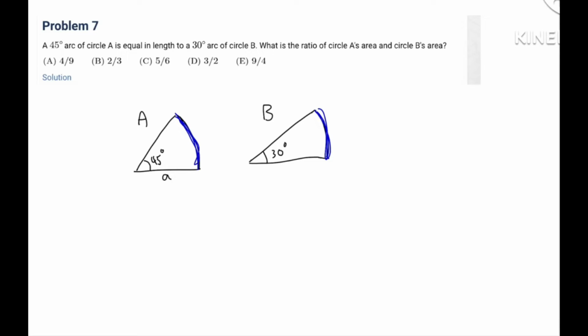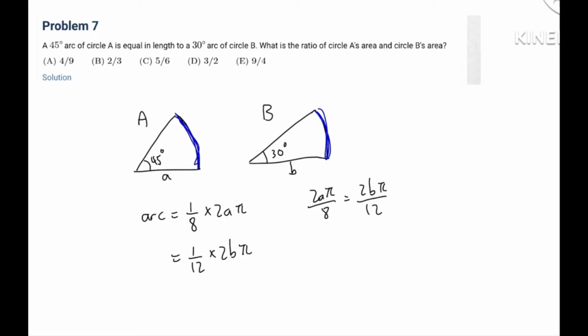So if the radius of circle A is called A and the radius of circle B is called B, then the arc of 45 degrees is 1/8 of the whole circumference, right? So it's 1/8 times 2aπ, and then this 30 degrees is 1 over 12, right? 1 over 12 times 2bπ, right? So 2aπ over 8 equals 2bπ over 12.